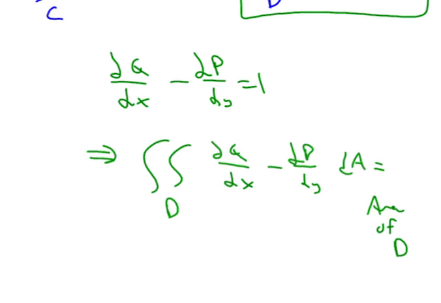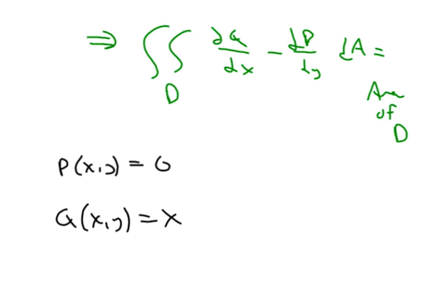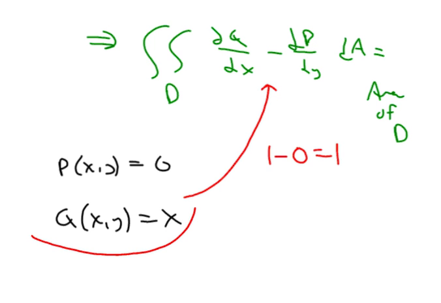All right, so then what are the possibilities? Well, let's think about what P and Q might equal in such a way that this could happen. Well, think about this case. Suppose P of xy was equal to 0, while Q of xy was equal to x. Well, if that was true, then this expression in here would become basically 1 minus 0, which is just 1. So this is one way, one combination of P and Q that would give us the area.